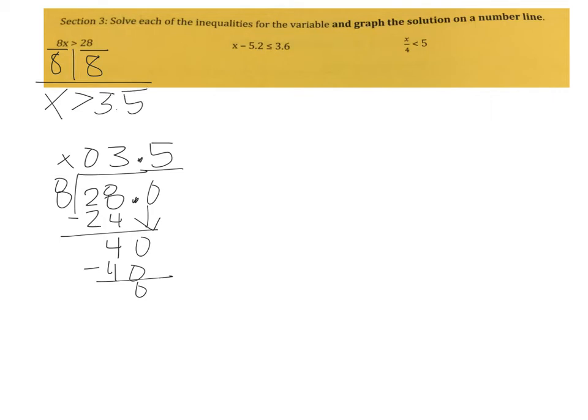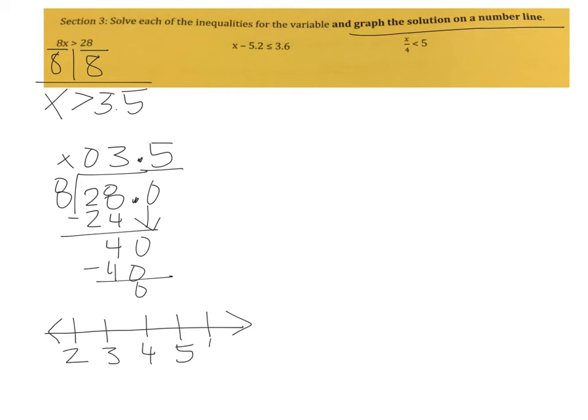All right, so we also have to graph the solution on a number line. So I'm going to draw a number line, and I'm going to write, let's do 2, 3, 4, 5, 6. Now we notice this is going to be an open circle on 3.5. And 3.5 is right in the middle of 3 and 4. So I'm going to write my open circle right in the middle.